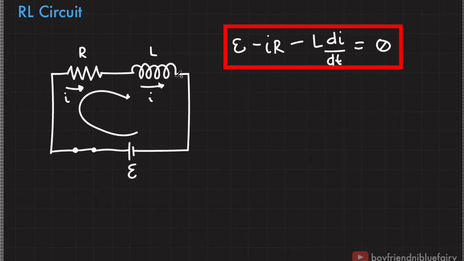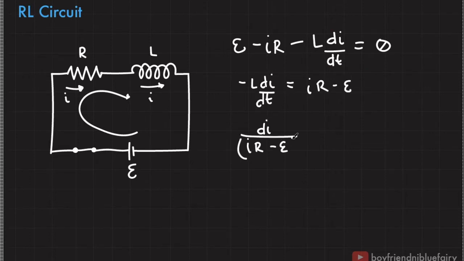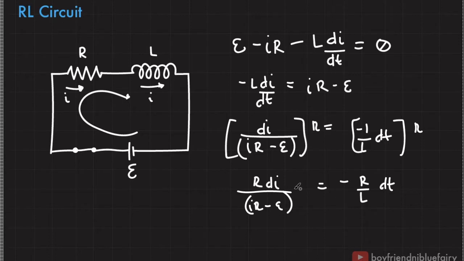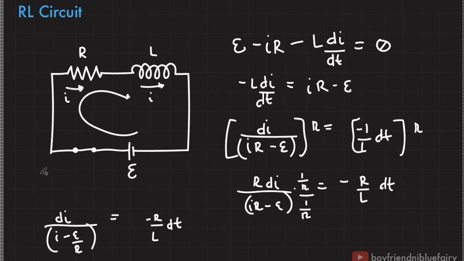So solving this differential equation in terms of current, then I'll multiply both sides with R. I'll multiply this with 1. So I'll integrate this from 0 value of current to a value of I, and this one from time equals 0 to t.